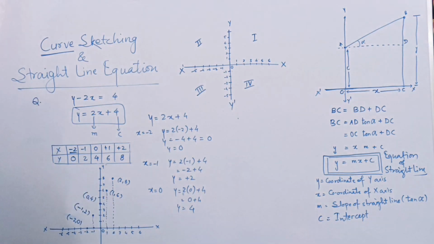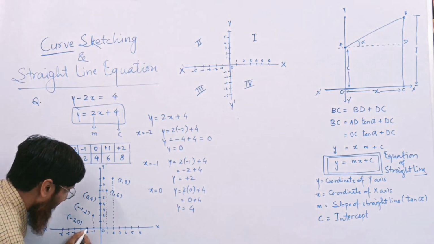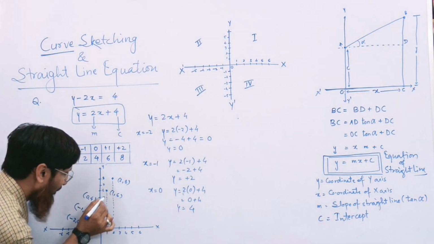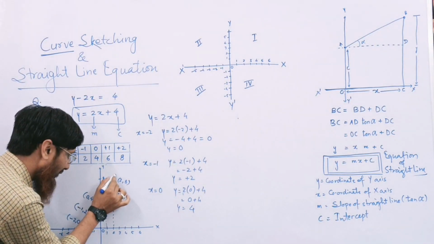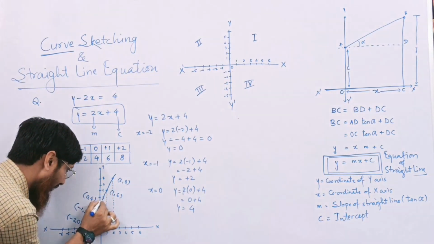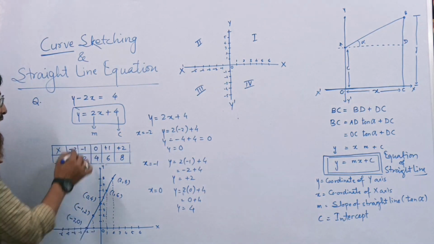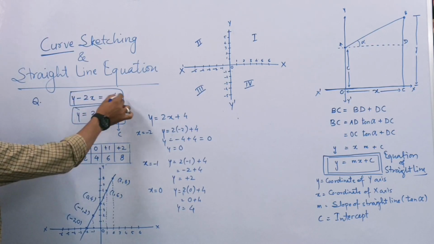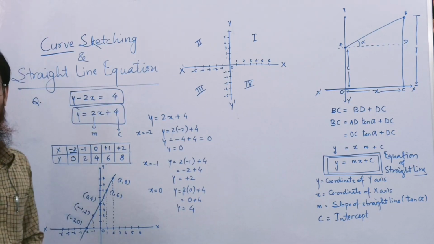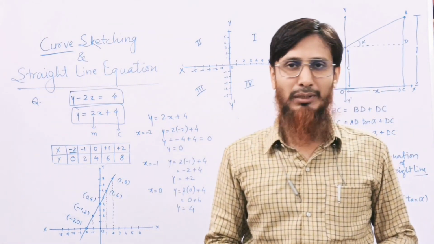Like this, we have drawn the points over the graph paper. Now we just have to join these points, and we would definitely get the straight line here. So this is the straight line for the equation y equals 2x plus 4. That is how we draw the straight line on a graph paper.